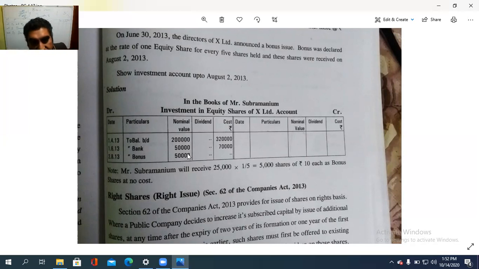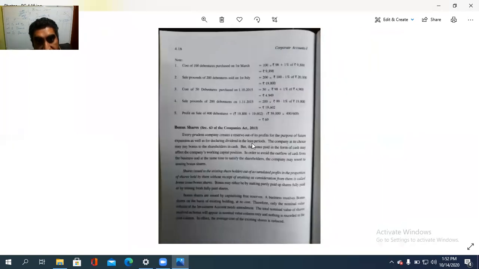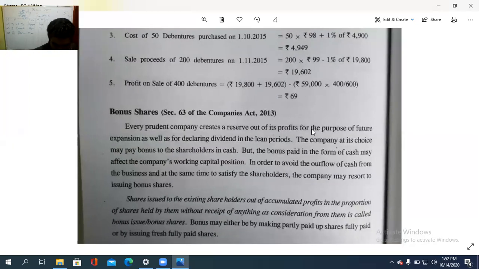Clear? So this is the case with the bonus issue of shares. That is under which section? Section 63 of the Companies Act. അതായത് അവര് ഹോൾഡ് ചെയ്യുന്ന ഷെയർ വിത്തൗട്ട് എനി കോസ്റ്റ് റിസർവ്സിൽ നിന്ന് എടുത്തു കൊടുക്കുന്നു, അക്യുമുലേറ്റഡ് പ്രോഫിറ്റ്സിൽ നിന്ന്. അത്രേ ഉള്ളൂ എന്താണ് ബോണസ് ഇഷ്യൂ ഓഫ് ഷെയർസ്. ക്ലിയർ? So this is the case with the bonus issue. Then we need to see what is the right issue in case of investment account.